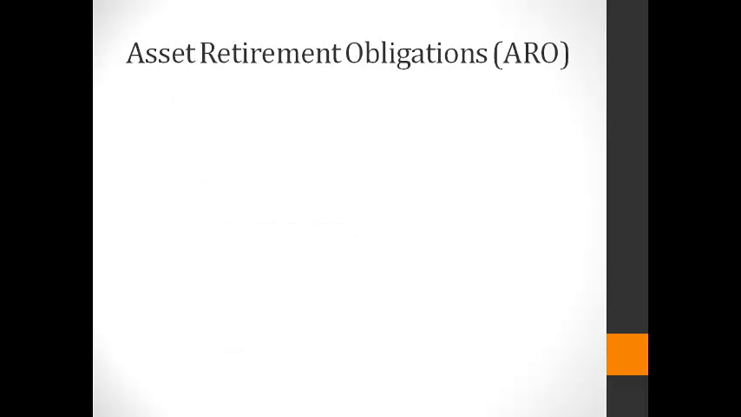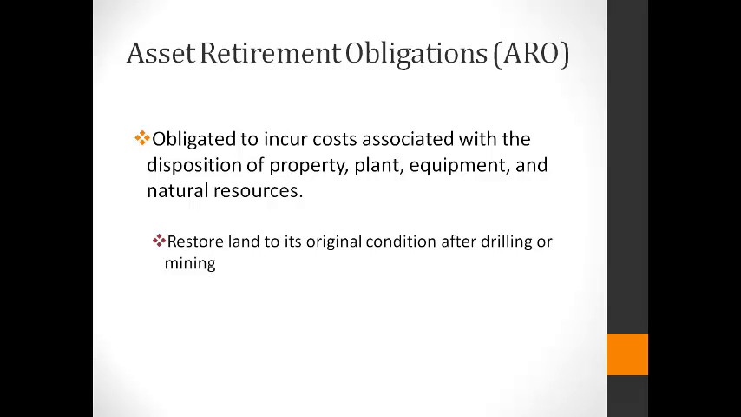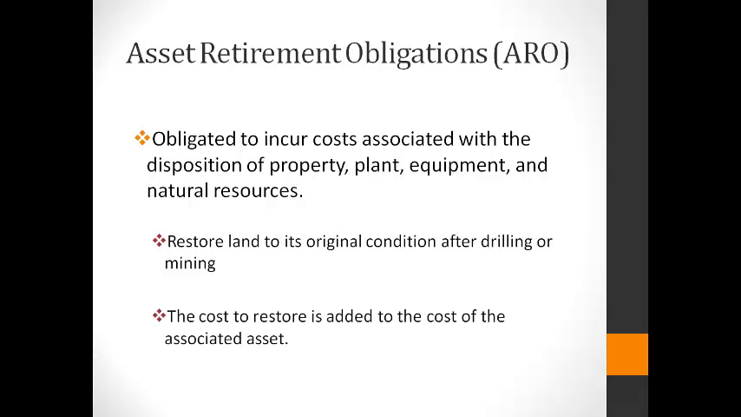A company may be obligated to incur costs associated with the disposition of property, plant, and equipment and natural resources. An obligation to restore land to its original condition after drilling or mining is an example of an ARO. The cost to restore the original asset is added to the cost of the original asset, and a liability is reported on the balance sheet.